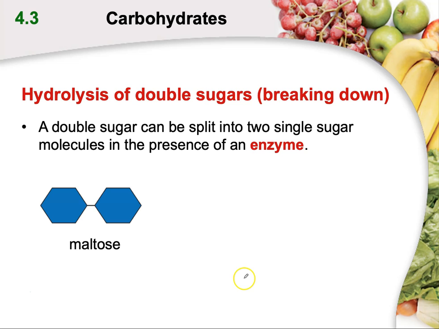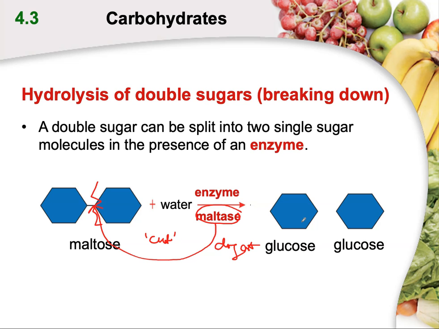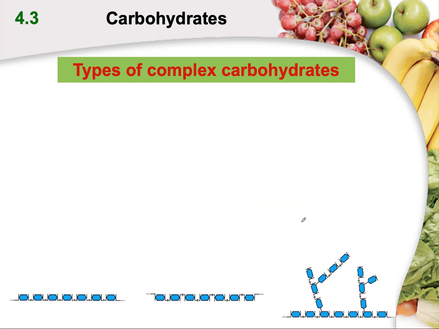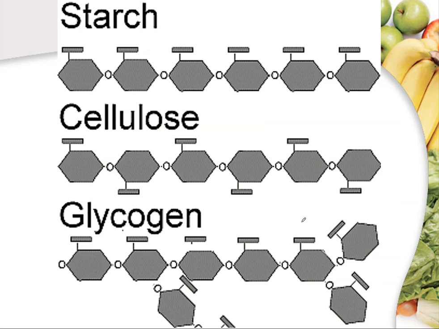Next thing, if I have a maltose molecule and I want to break this down to give me two separate sugars, what I will probably need is water and a scissors. Now this scissors is known as an enzyme called maltase. So what maltase will do is that it will cut this chemical bond. We use the word cut, but actually in biology we use the word digest. So it will digest the maltose to give me two separate glucose molecules. Then of course we spoke about the three different complex carbohydrates.